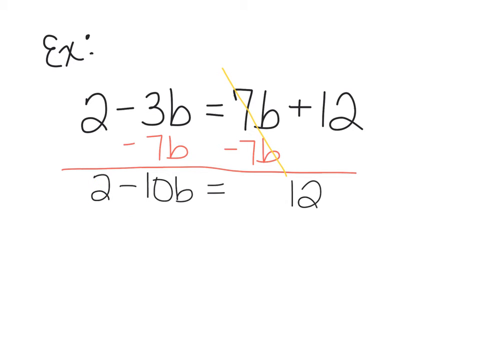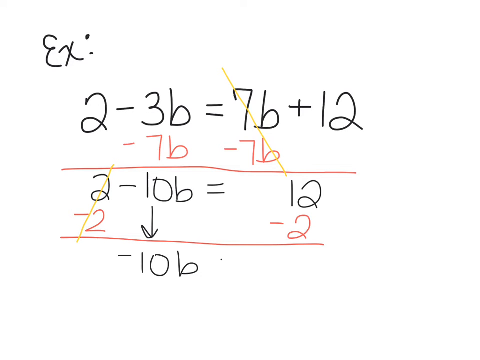If that 2 is a positive 2, I need to do an inverse, which will make that a negative. So I'm subtracting 2 from both sides, because that's the only way that 2 right there will cancel to give me 0. At this point, I'm going to bring down my negative 10b, bring down my equal sign, and then evaluate here: 12 minus 2, and that is going to give us 10.